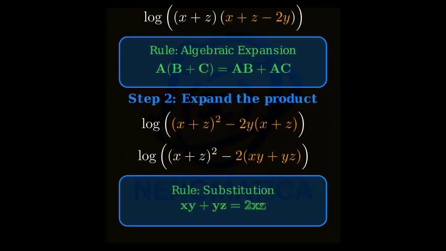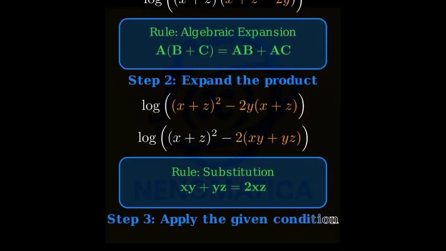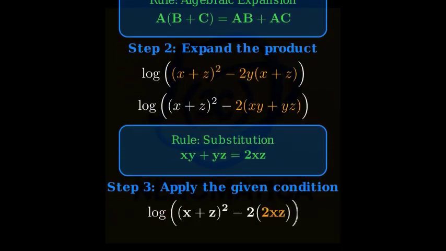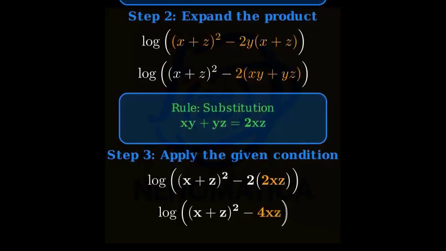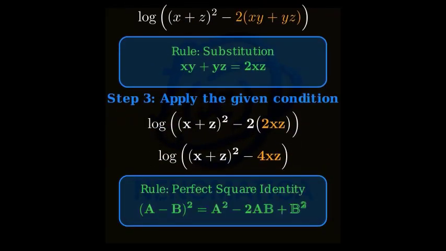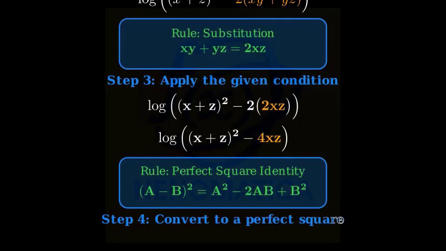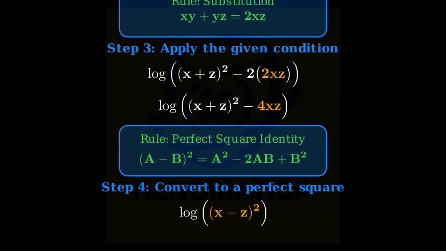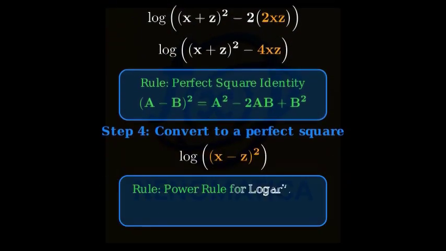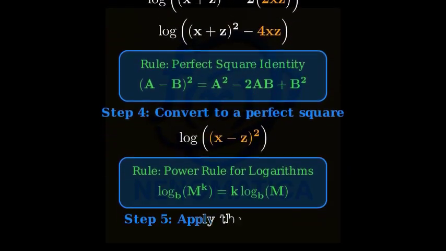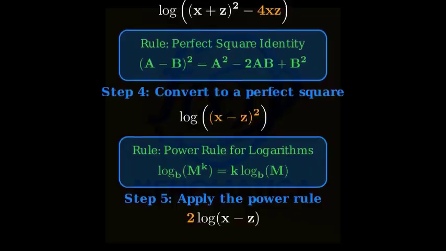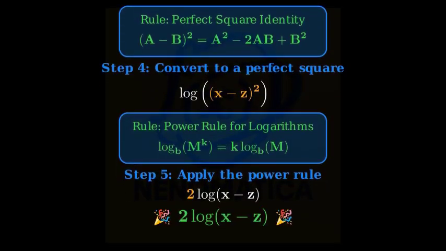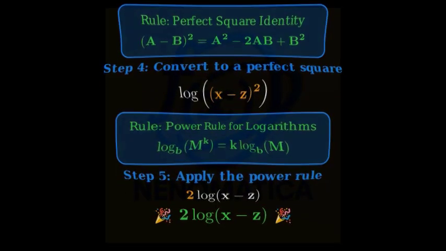Substitute the given condition, xy plus yz equals 2xz. Step 4. Recognize a perfect square, x plus z, quantity squared minus 4xz equals x minus z quantity squared. Step 5. Use the power rule of logarithms to bring the 2 out front. Therefore, the simplified expression is 2 times log of x minus z. Great job following the steps exactly.